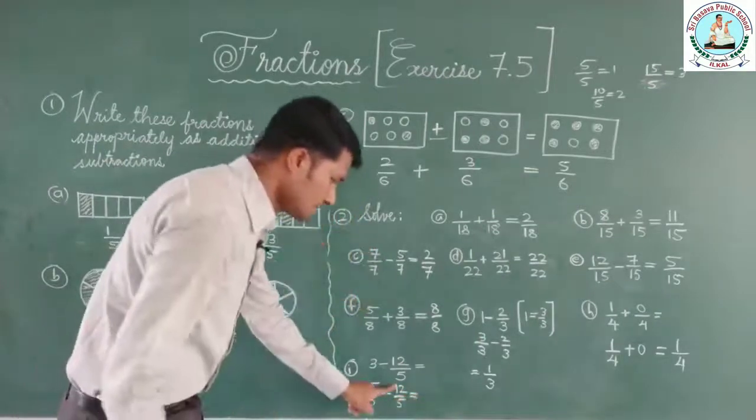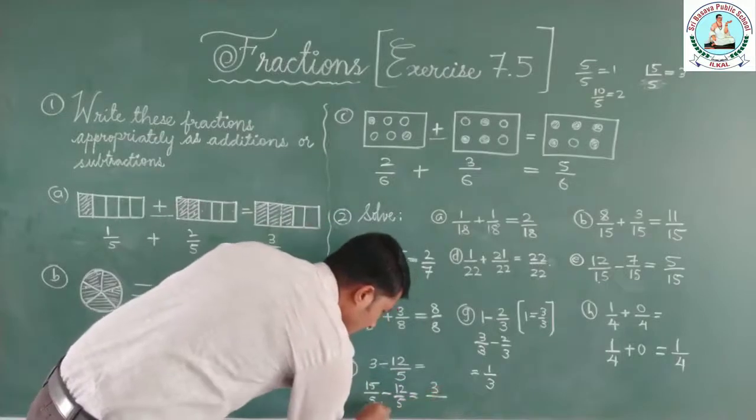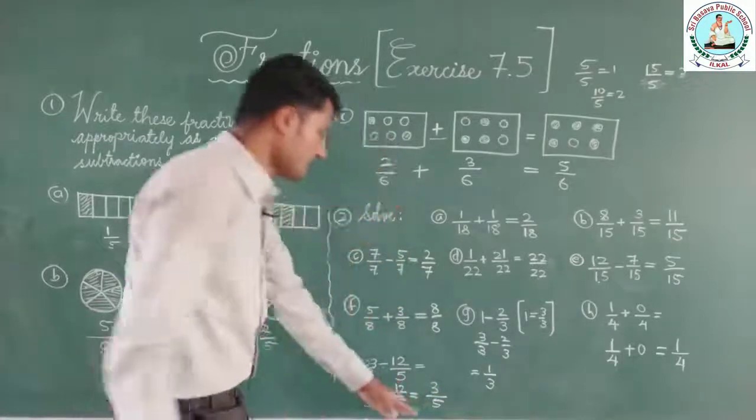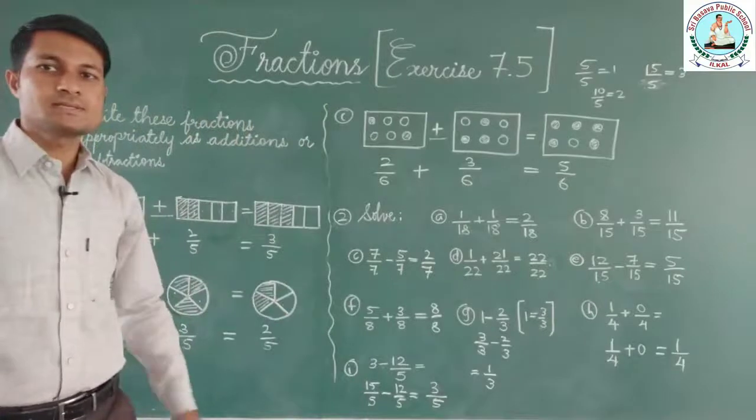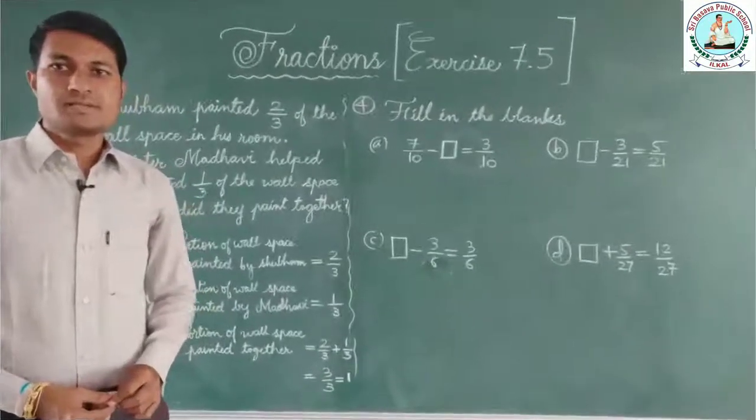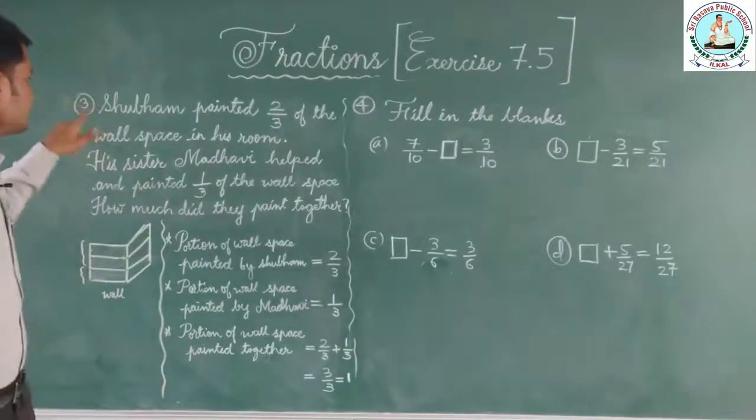So 15 minus 12 will be 3 and 5 as it is. So 3 by 5 is the answer of this. So in this way we can solve these examples. Well students, let's go for the next question, that is the third one.